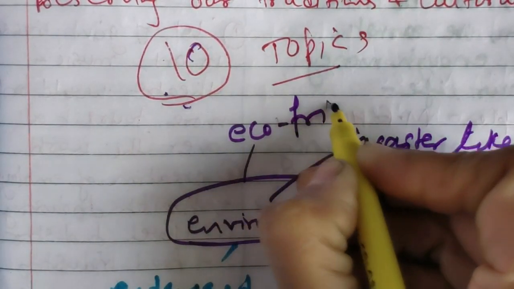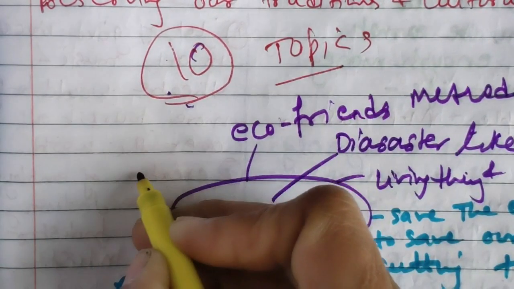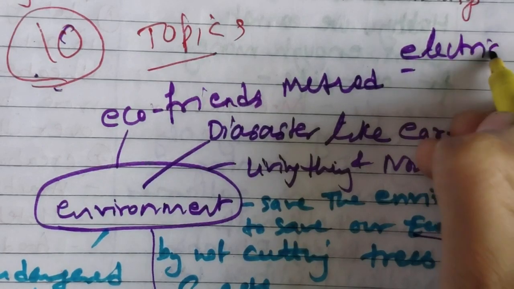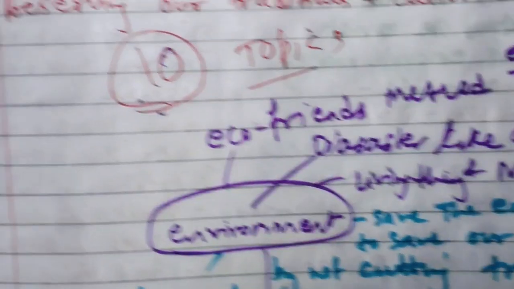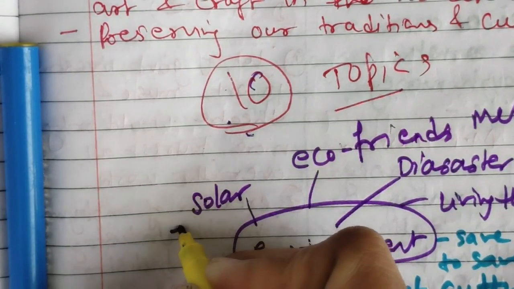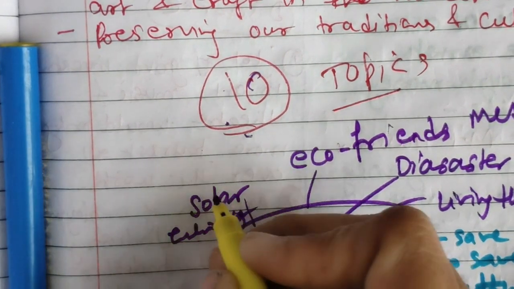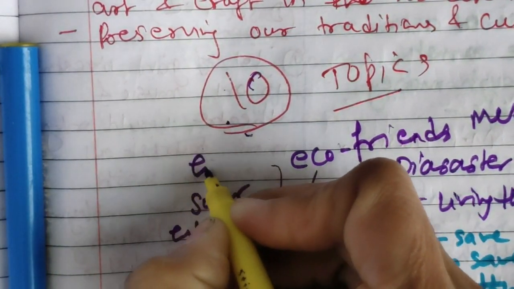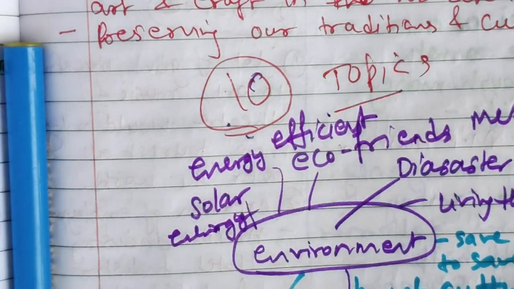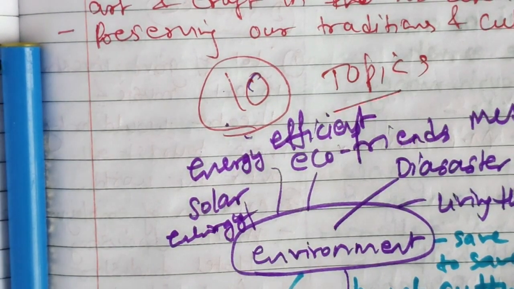Eco-friendly word is also there. Eco-friendly methods should be adopted. Okay, like nowadays electric vehicles are also coming up. Okay, electric vehicles. And if you talk about solar energy, it is also related to the environment. Solar energy is also part of it. Okay, and we can adopt energy efficient things. Okay, carbon footprints we have already written. So what else do we have left?